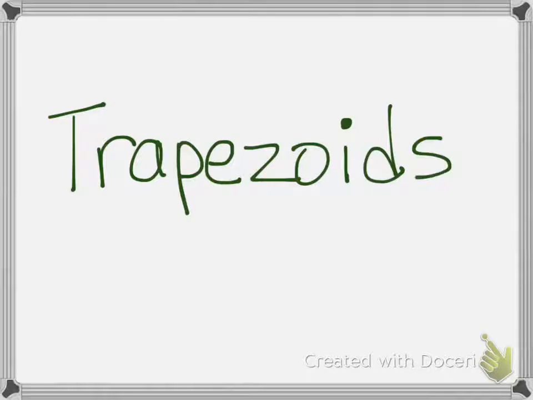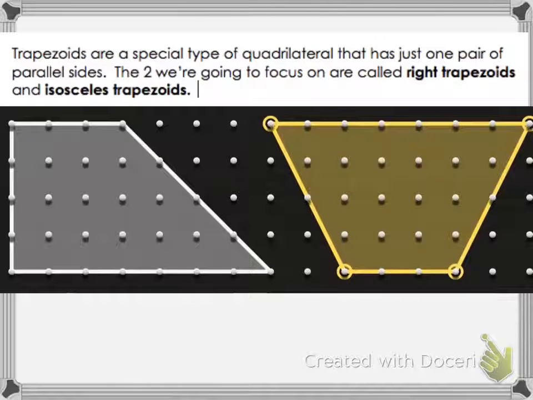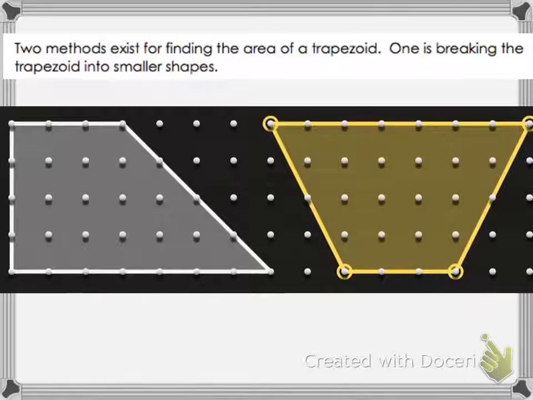Now let's move to trapezoids. Trapezoids are a special type of quadrilateral that have one pair of parallel sides. The two we're going to focus on are called right trapezoids and isosceles trapezoids. Two methods exist for finding the area of a trapezoid. One is breaking the trapezoid into smaller shapes.